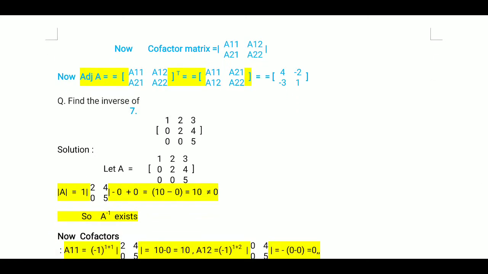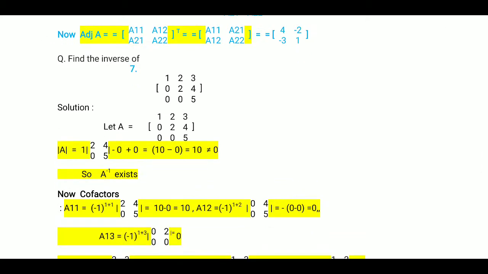I am taking here question number 7, which is a matrix. So consider that matrix, suppose A. Now for the inverse, you first have to find the determinant value of that matrix. If the determinant value of that matrix is non-zero, then A inverse exists. Here we are finding the determinant value along the first column because it has more zeros.